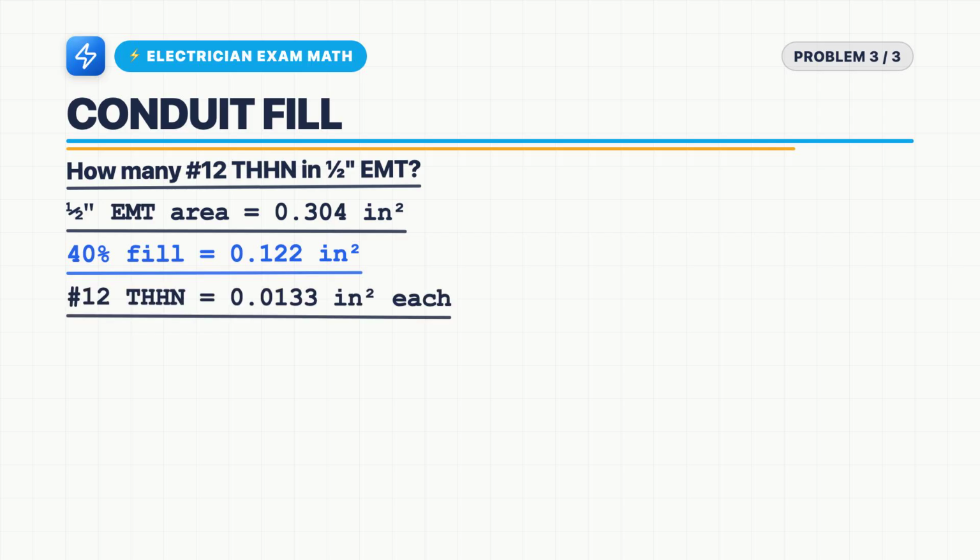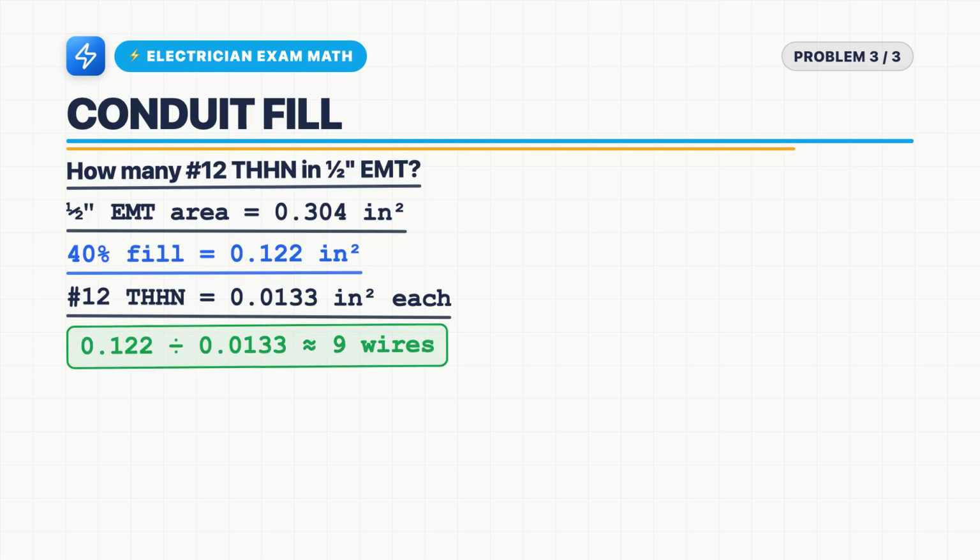Each number 12 THHN takes up 0.0133 square inches. Divide, and you can fit 9 conductors.